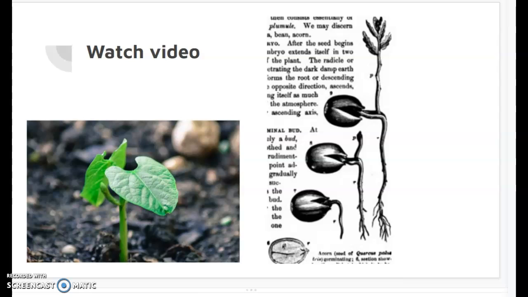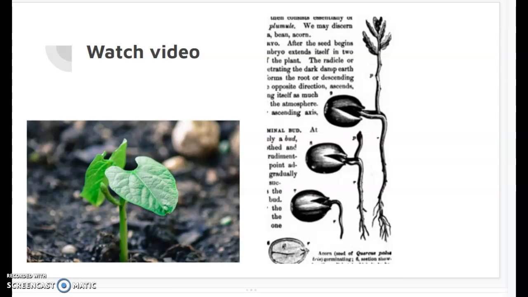Each of those structures have a very specific job to do. In science, we call that job their function. Therefore, every structure has a function. So the structures are the parts of the plant and the function is what it helps the plant to do.